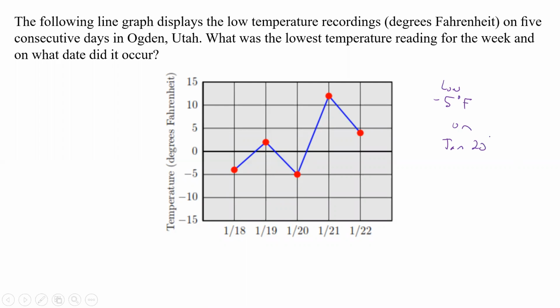Okay. And so all we had to do is look at the graph, pull out the data, and then just write it down. That's all we had to do. We had to find the one that's the lowest and then see what is it? Well, it's -5 on January 20th.